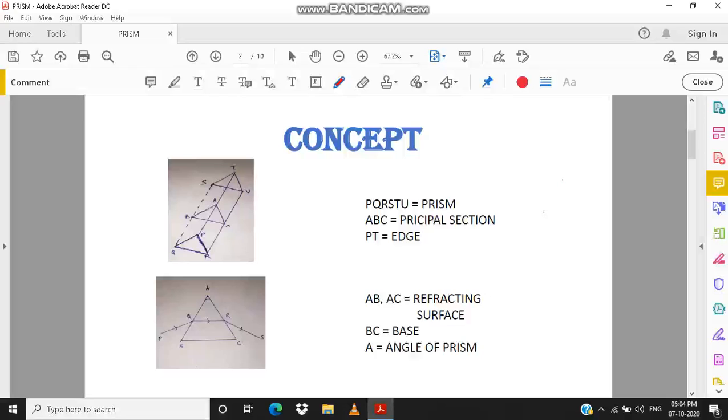Now we'll see that BC is the base. What is the base? The base of the prism is this one. Simply we say the prism is kept on the table with the support of its base. So this is called the base. And A is the angle of the prism.